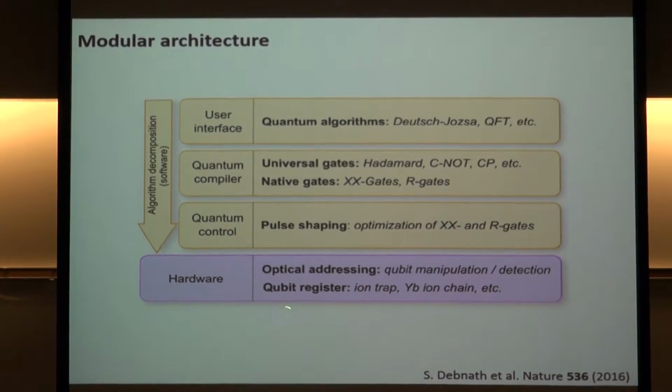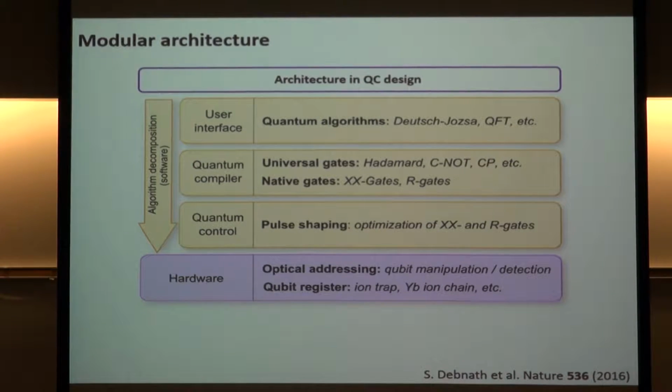I'm going to go through this starting at the bottom, going all the way to the top, and I'll give an example of one algorithm, which is the QFT, which we have implemented. And then at the end, I'm going to talk a little bit about architecture and quantum computing design, which has come on the agenda because of the recent IBM cloud quantum computer that went online. So I'm going to talk about that a little bit.